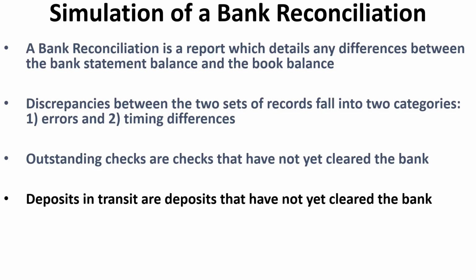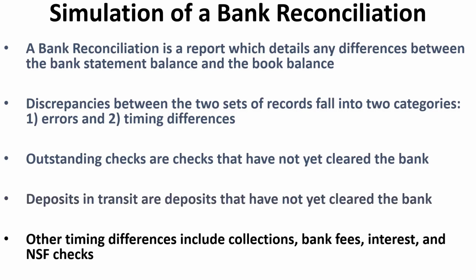Both outstanding checks and deposits in transit are examples of items that would appear in the company's records but not on the bank statement. There are also items that may appear on the bank statement but not in the company's records. Examples of these would include collections by the bank on the company's behalf, interest earned on the checking account balance, fees charged by the bank for services, and NSF checks received by the company. NSF is an acronym that stands for non-sufficient funds.